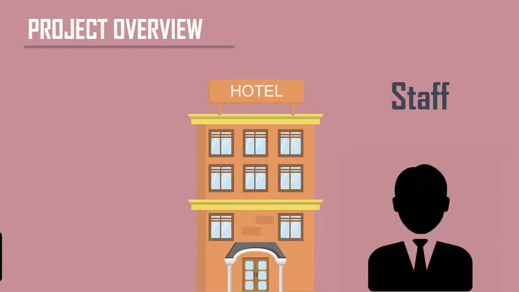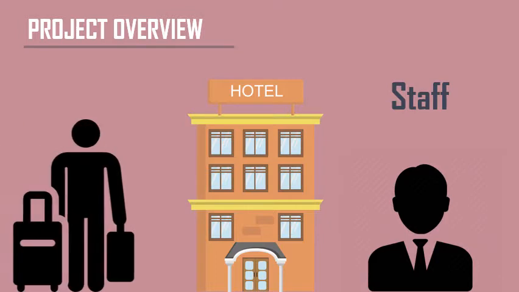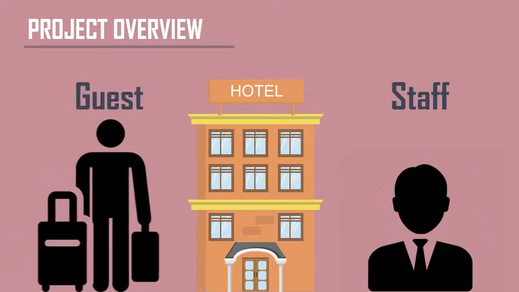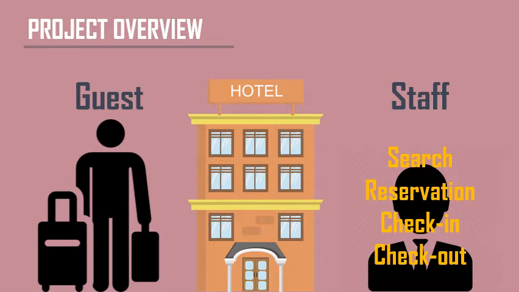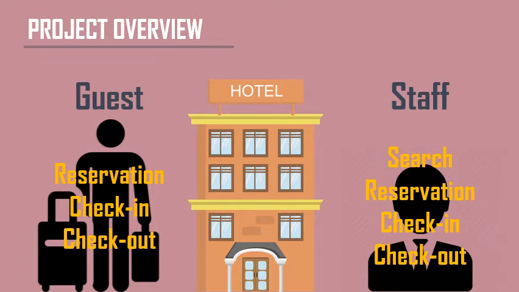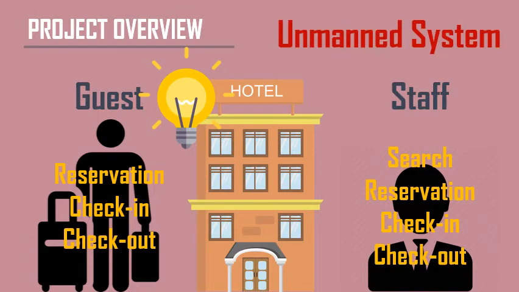Here's an overview of the program I wanted to implement. First, guests come to the hotel. As before, hotel staff can do reservation, search, check-in, and check-out. What's different from before is that you can check in and check out on your own as well as make a reservation. This refers to a hotel unmanned system.